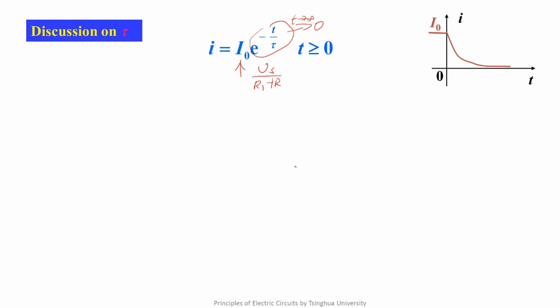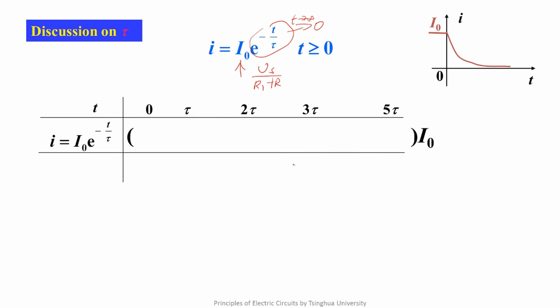Now we study what the value of i is when t takes different values. In this table, we calculate the corresponding value of this term. When t equals 0, it equals 1. When t equals tau, it's e to the power minus 1, equals 0.368. When t equals 2 tau, it's e to the power minus 2, equals 0.135. When t equals 3 tau, it's e to the power minus 3, equals 0.05. When t equals 5 tau, it's e to the power of minus 5.